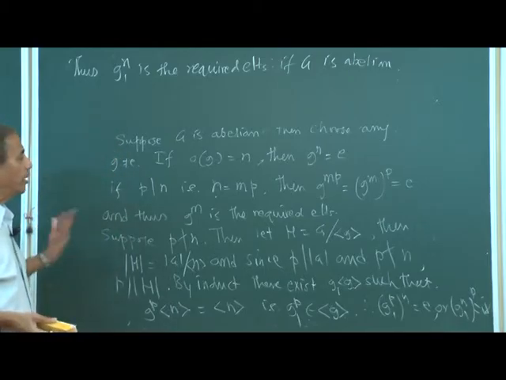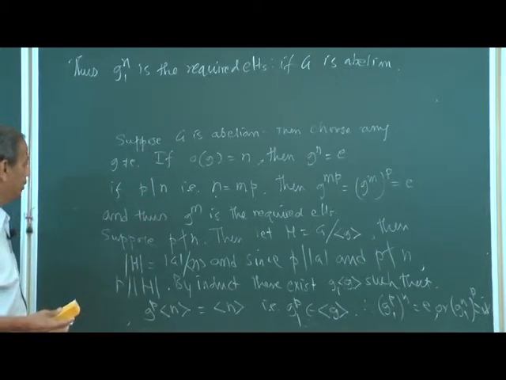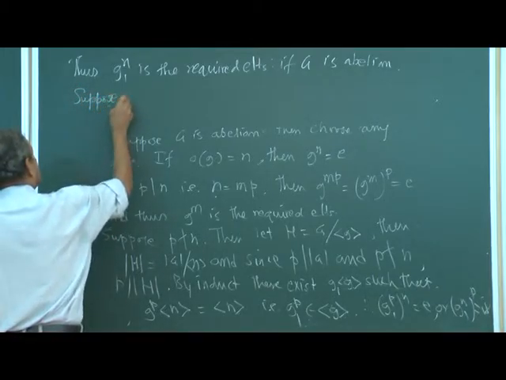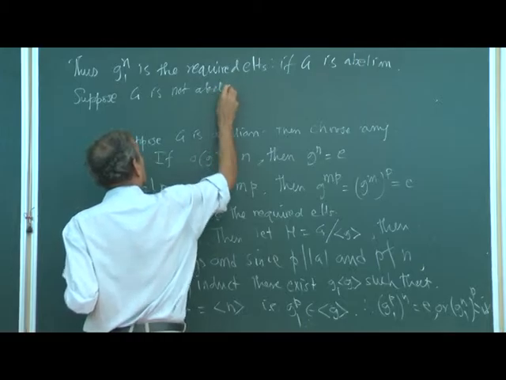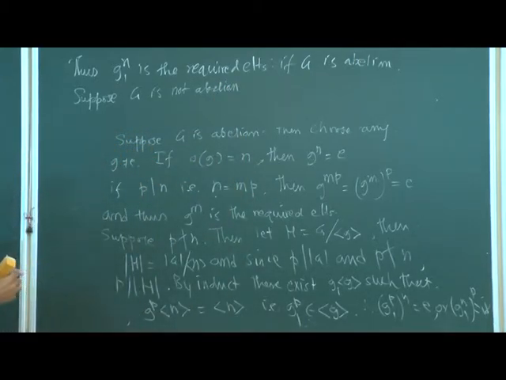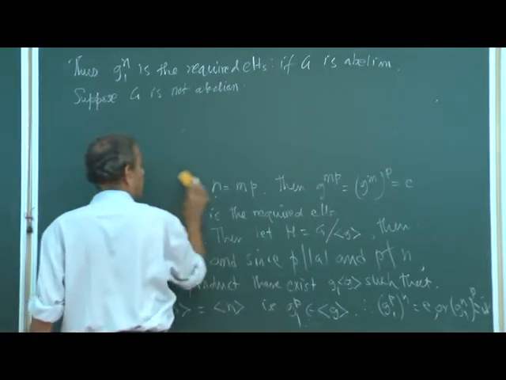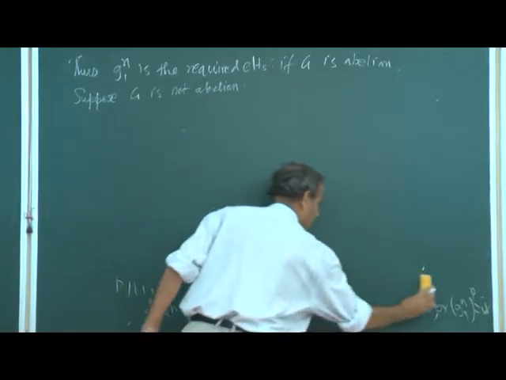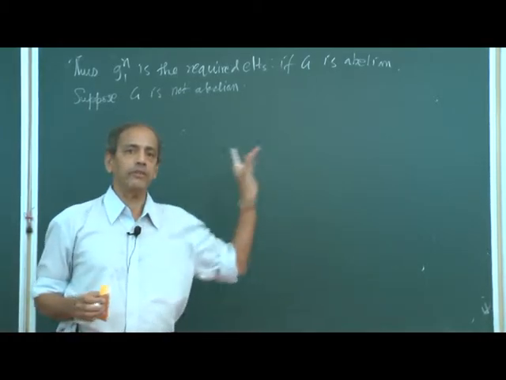Now suppose G is not abelian. Again we will use the method of induction. So case 2, suppose G is not abelian. We have studied the class equation, so let me write down the class equation for G.